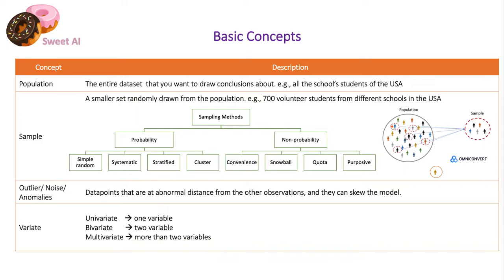As you see here, we have blue, black, gray, orange, and we have them all in the sample. There are different sampling methods, probability and non-probability, and each of them is divided into subcategories. Like we get 700 volunteer students from all over the United States instead of all the students of the United States. So this is the sample that we run the test on.